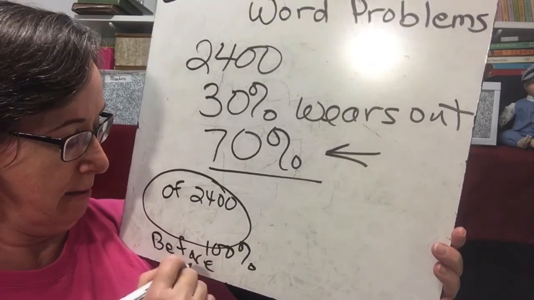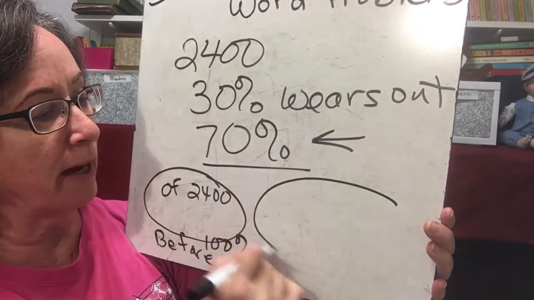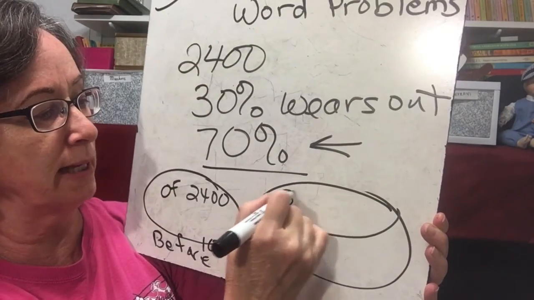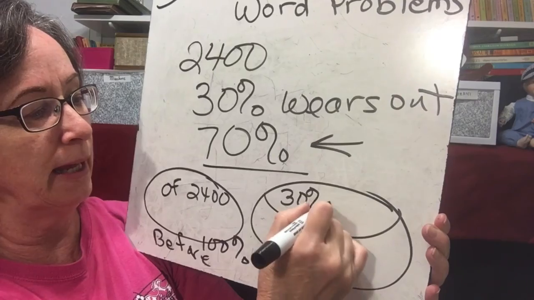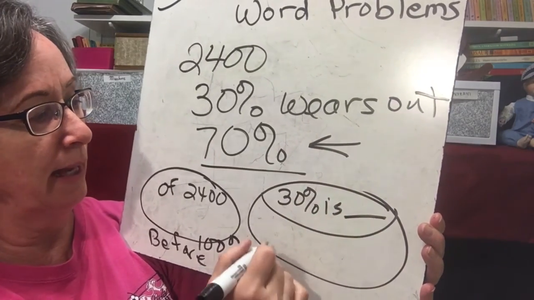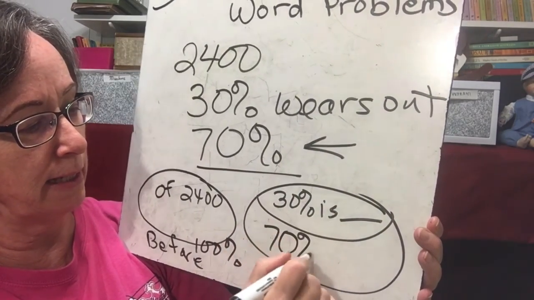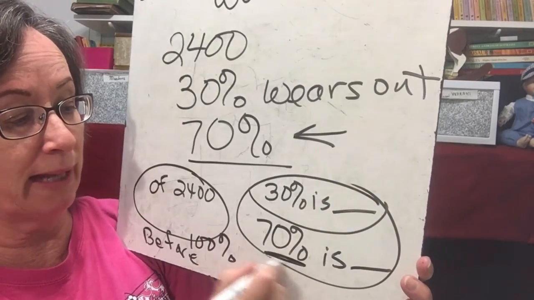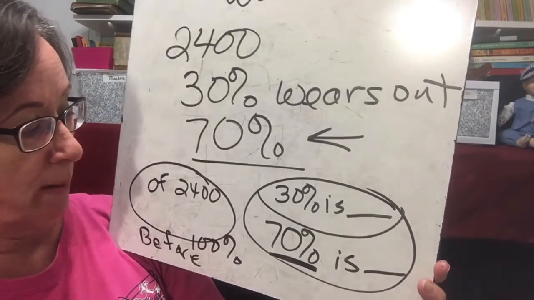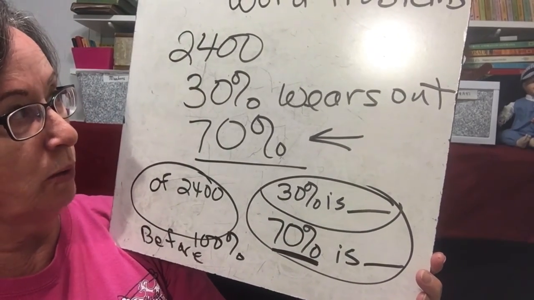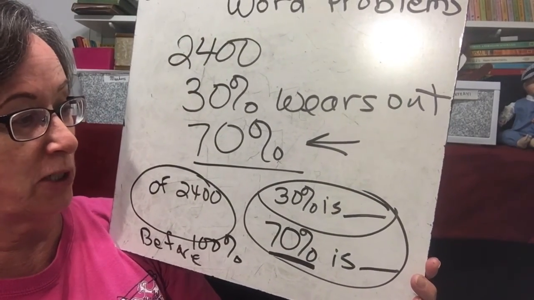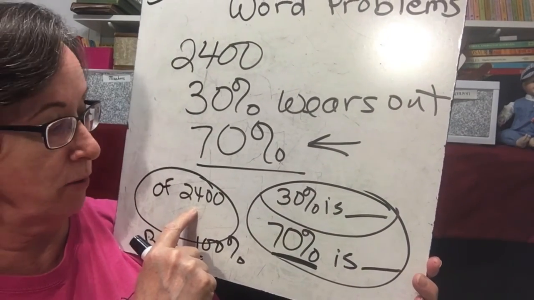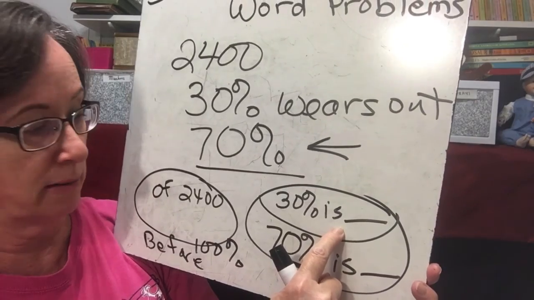And then over here, we've got our cracked egg. And we're going to put 30% is what? And 70% is what? And this is the one they actually want for the answer of the question. So on this one, I would probably just say 30% of 2,400 is what?